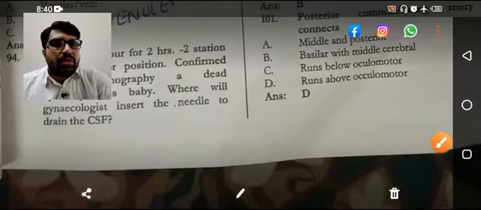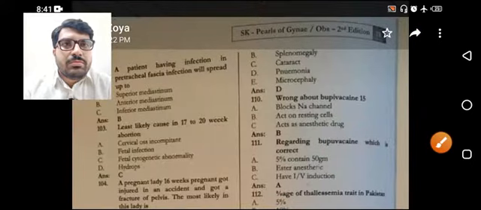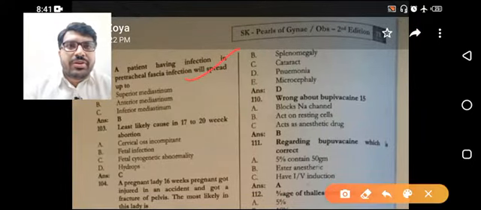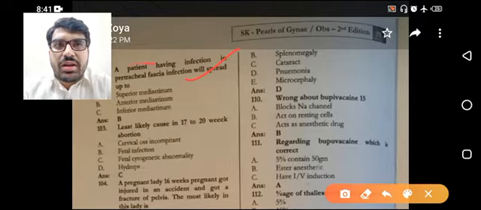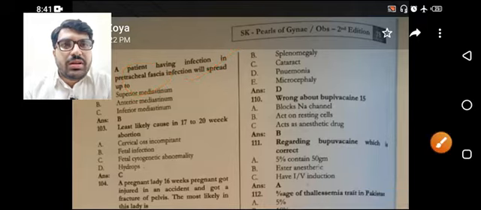So coming toward the next page, a patient is having infection in the pretracheal fascia. Infection will spread to the anterior mediastinum, already discussed. So the pretracheal fascia, anterior mediastinum.